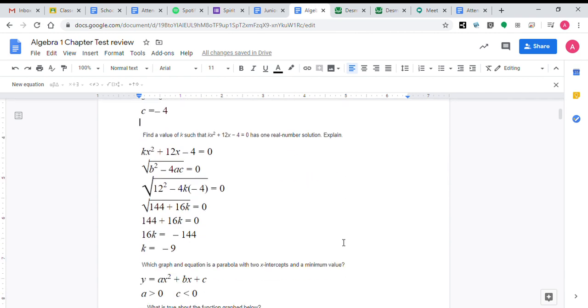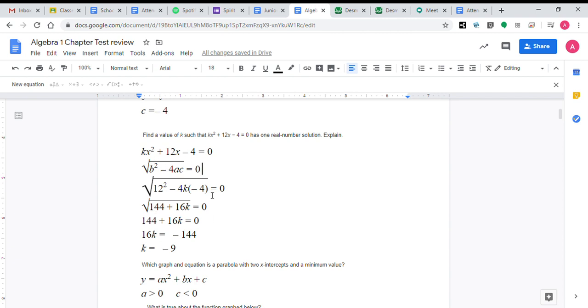Moving on. I want to find the value of k so that it has one real number solution. That has to do with the discriminant. The discriminant is right here, b squared minus 4ac. That's part of the quadratic formula. The discriminant would have to be 0 because that would make one real number solution. If it was positive, it would make two real numbers. If it was negative, it would make no real number solution.